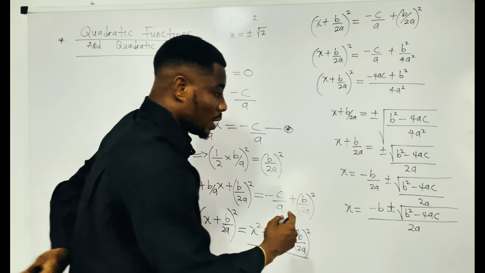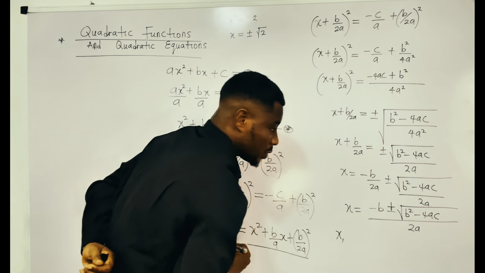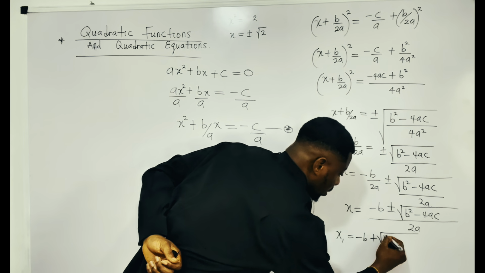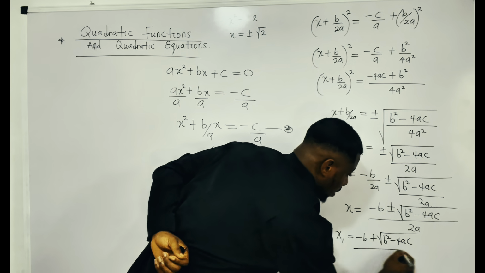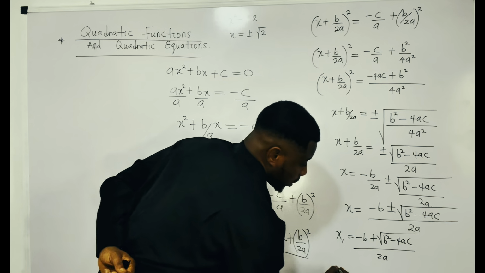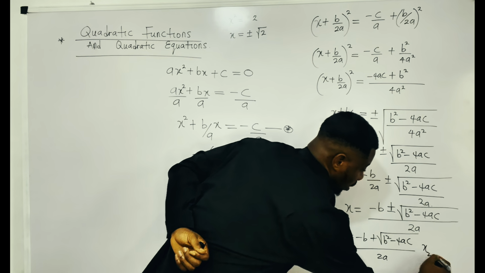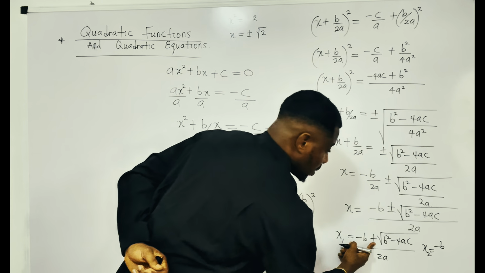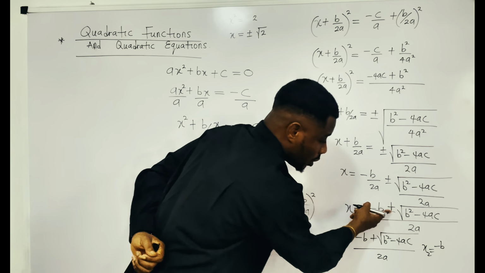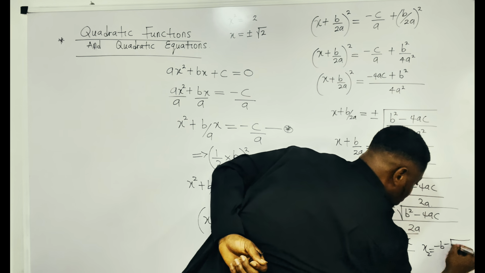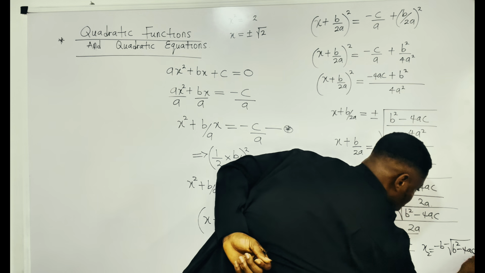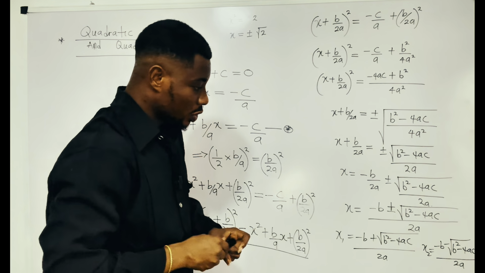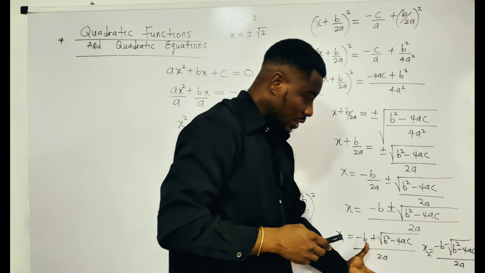So it means that the first root, let's call it x1, will be minus b plus the square root of b squared minus 4ac, divided by 2a. Then x2 is equal to minus b, and we pick a minus this time, so it becomes minus the square root of b squared minus 4ac divided by 2a. So these are the two roots of the equation: x1, which is this, and x2, which is this.